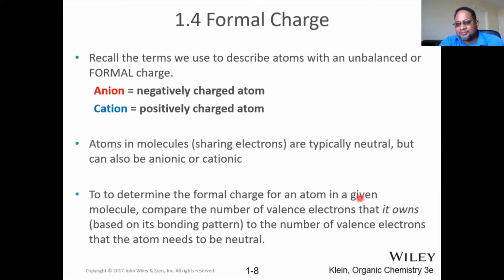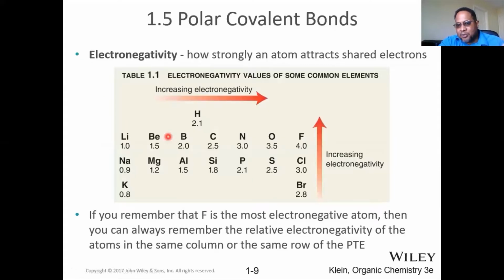atom. Another topic you'll look at is what's referred to as a formal charge. If the net charge on the molecule is negative, you'll have a minus sign on it, and that's referred to as an anion. If it has a positive charge, it's referred to as a cation, and that's important.